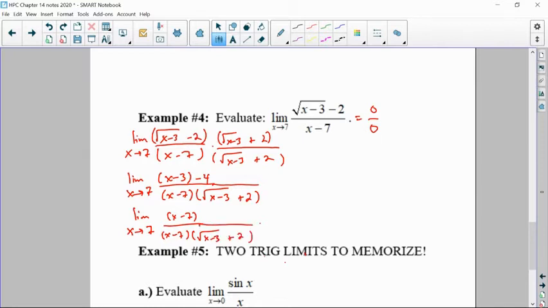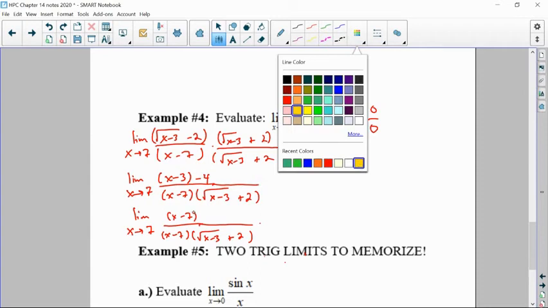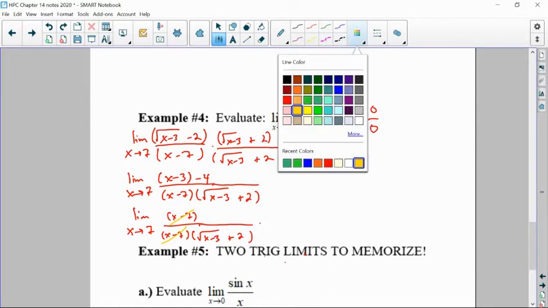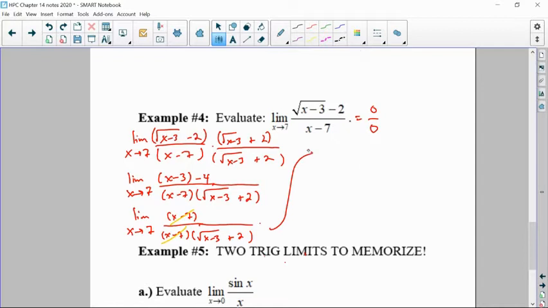Okay, so now, again, thinking about removing that 0 over 0. Like x minus 7, that's the 0 over 0. So now I have a simplified version of this function. So limit as x approaches 7 of 1 over the square root of x minus 3 plus 2. Right? So then as x approaches 7, 7 minus 3 is 4, square root of 4 is 2, and then plus another 2 is 4, so I get a value of 1/4.